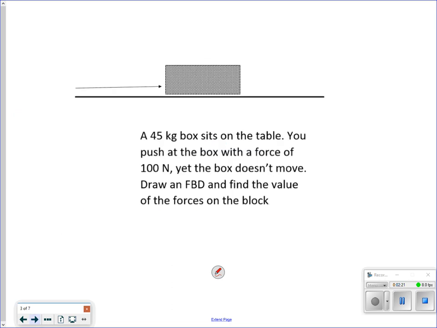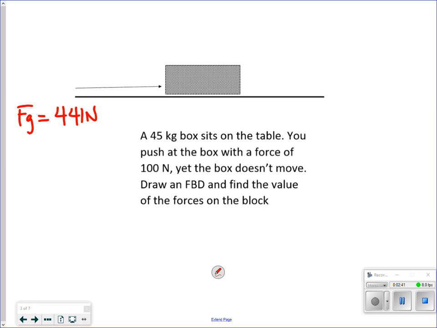All right, here's our next one. Same 45 kilogram box. That's nice. I'm going to write down right away the value from the last question, 441 newtons, so I don't have to recalculate that, okay? All right, I push at a box with a force of 100 newtons, yet the box doesn't move. Draw an FBD, find the value of all the forces on the block.